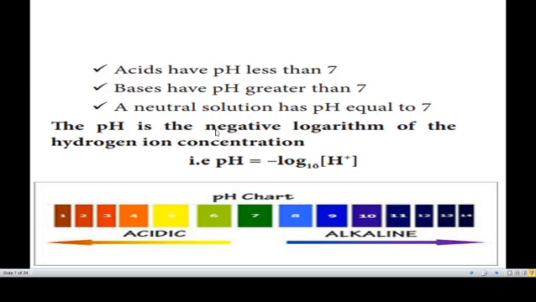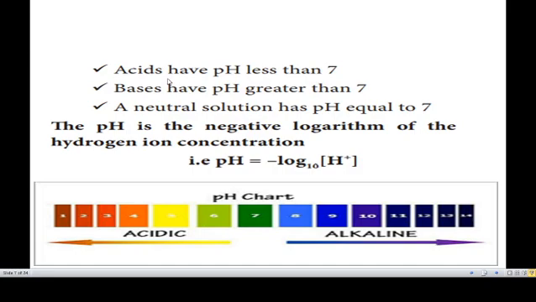The pH is the negative logarithm of the hydrogen ion concentration. That is, pH is equal to minus log 10 of H plus ion concentration. So this is an important point. pH equals minus log 10 H plus. So the numbers available in the pH chart go up to 14.